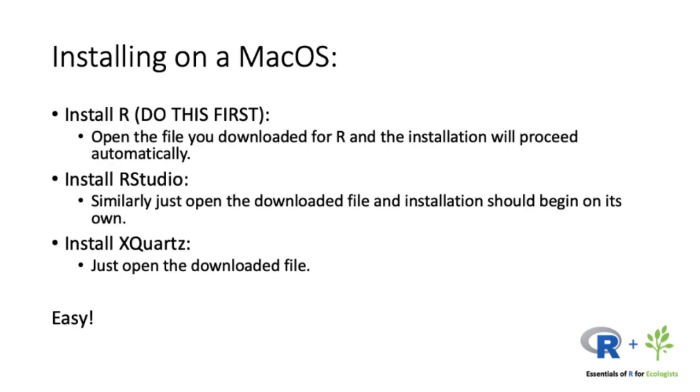Now, for the actual installation process, the only important thing to know for Macs and for PCs, for Windows, is install R first. Don't install RStudio and then R. It can lead to errors. Maybe they fixed that problem now. I don't know, but this is the habit that I've always gotten into, and I recommend this. So install R first, and you just open the file you downloaded and run it, and the installation process will proceed automatically. Same thing with the RStudio file you downloaded, and same thing with the Xquartz file that you downloaded. Just run those installation files and everything should install properly.